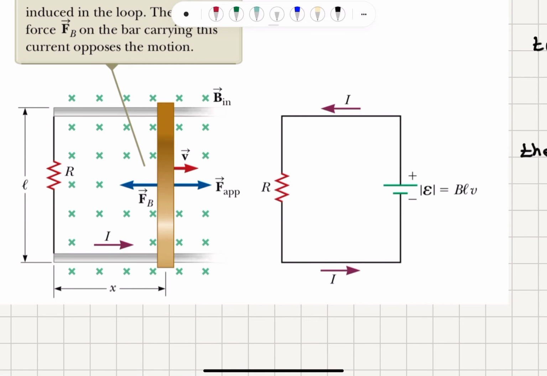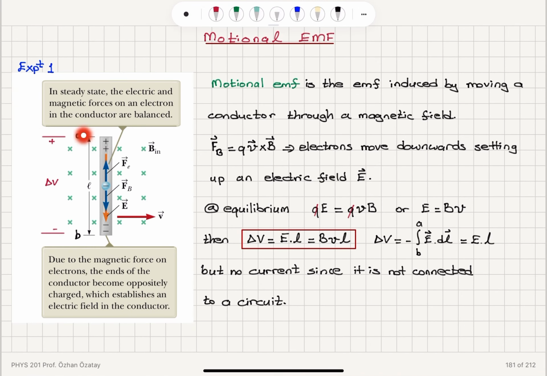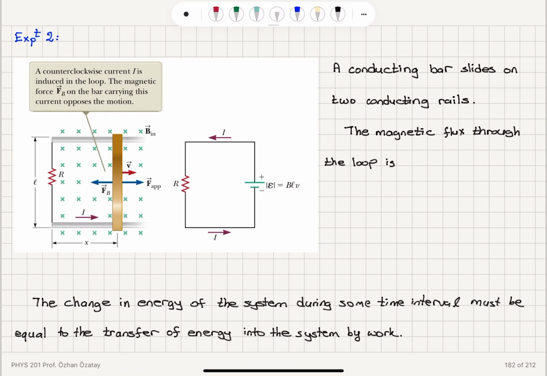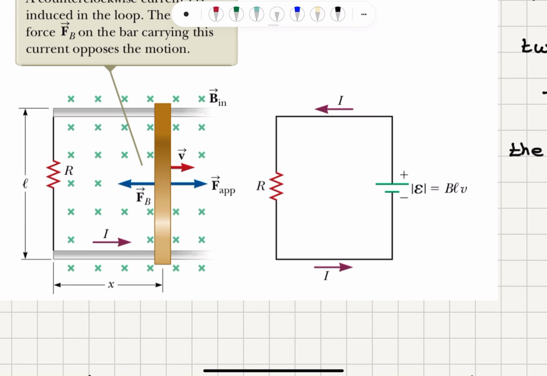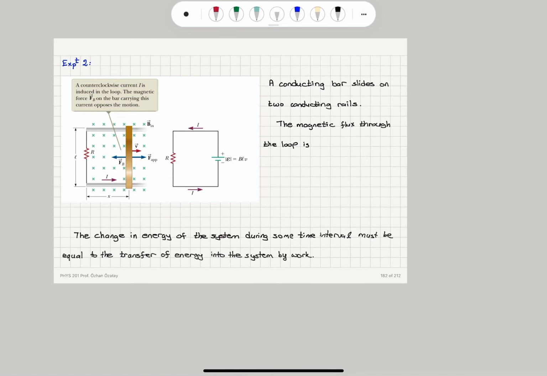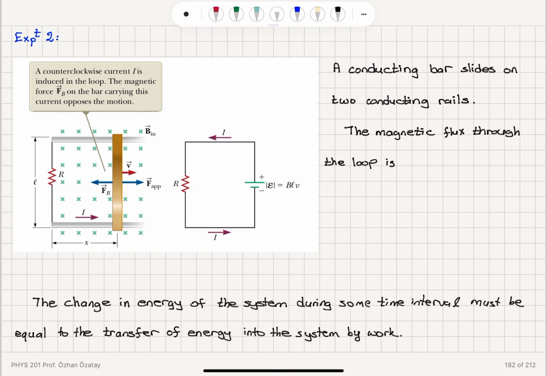Remember that in the previous experiment, there was an induced EMF from top to bottom. There was a potential difference, and according to that, this end is at a higher potential and this end is at a lower potential. So there will be a current set up in the counterclockwise direction. Now, let's try to reach this conclusion using Faraday's law directly.